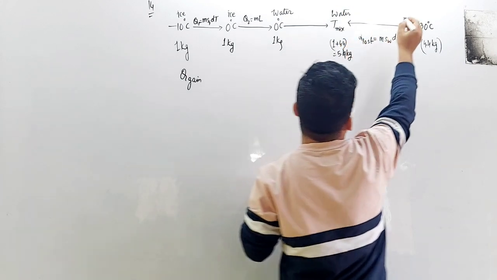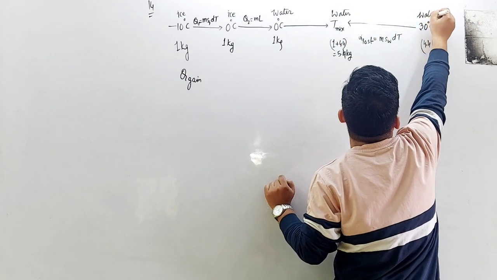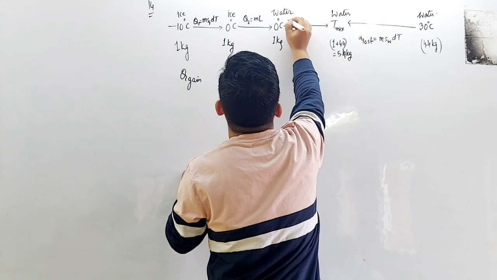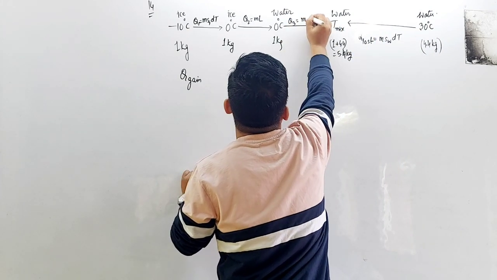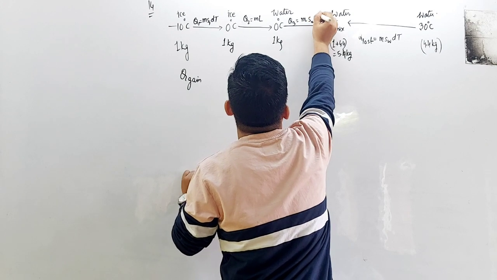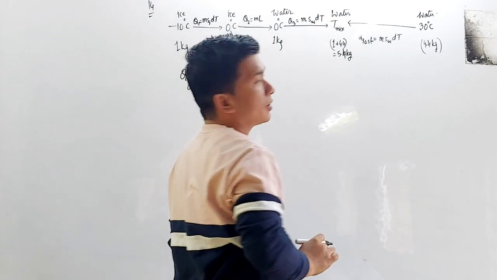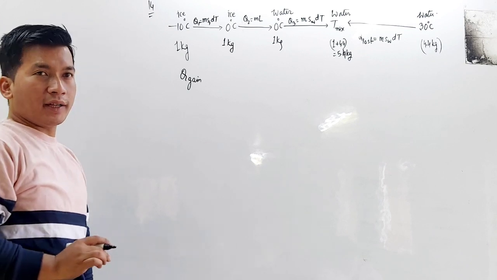Is there any change in the state? Okay, state change to the 30. Our Q3 will be equal to this is m into s w dt. Understand the moment?